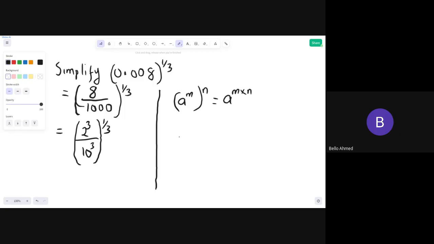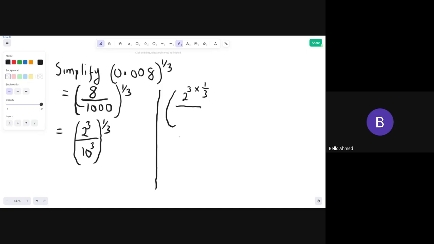And that is what we are going to be applying next here. So we are going to be applying it to both numerator and denominator, because here we have a fraction. So what we are going to do now is open brackets, 2 raised to the power of 3 times 1 over 3, because the power outside will multiply the power inside. Remember, then divided by, over, because we have a denominator here.